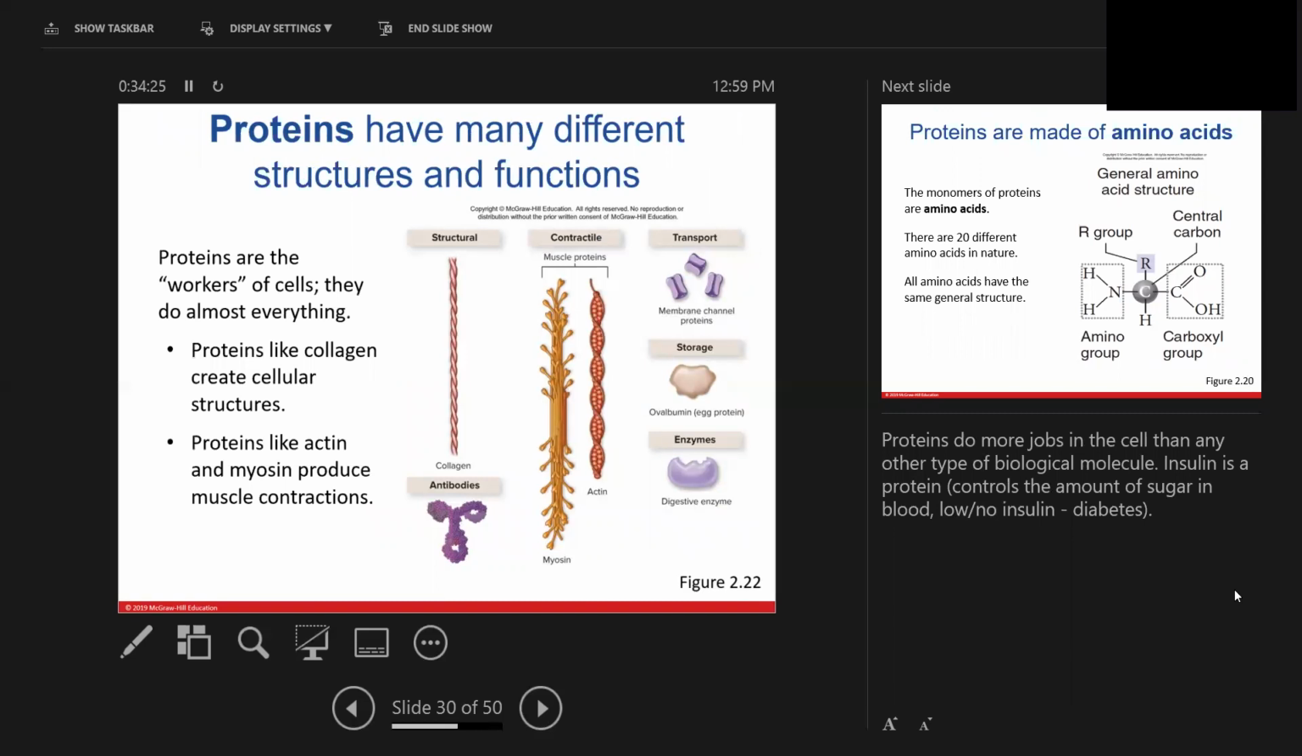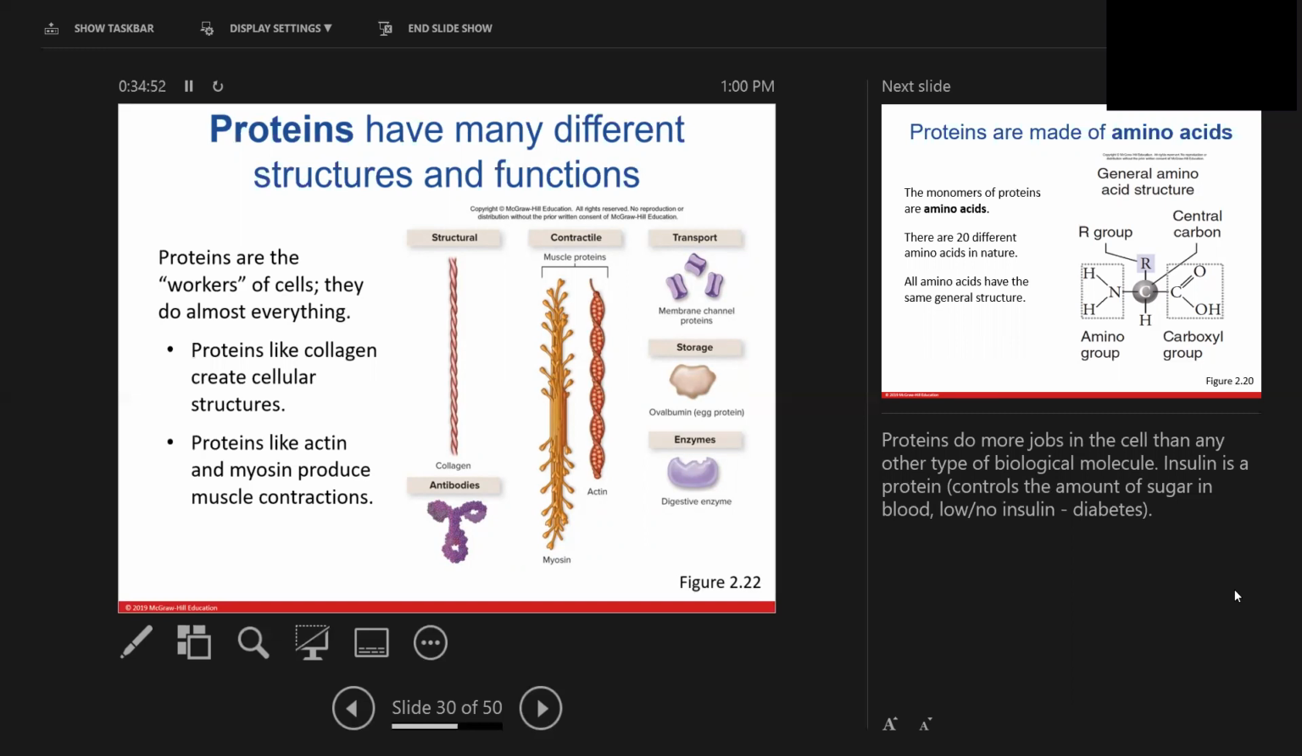Moving on to our next one, proteins. They have very different structures and functions depending on the circumstances that you're going to be interacting with them with. And these structural changes, particularly when they become a polymer, is what allows proteins to act the way they do in certain circumstances. So these proteins are the workers of the cell. They're what's going to do primarily everything that's going on within a cell.